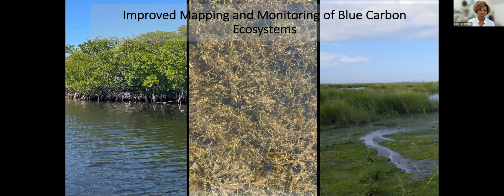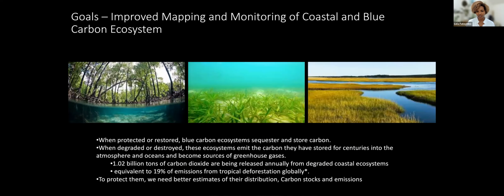And so we're really interested in improving the mapping of these systems, which has been quite challenging at times. And some of the reasons why we're really interested in mapping them is because obviously we want to better understand where they are, where they're changing, because we know that when these systems are protected or when we are able to restore them, they are able to sequester and store large amounts of carbon. But when they're degraded or destroyed, these systems really emit all that carbon that they've been storing for hundreds or thousands of years back into the atmosphere and become a source of greenhouse gases.